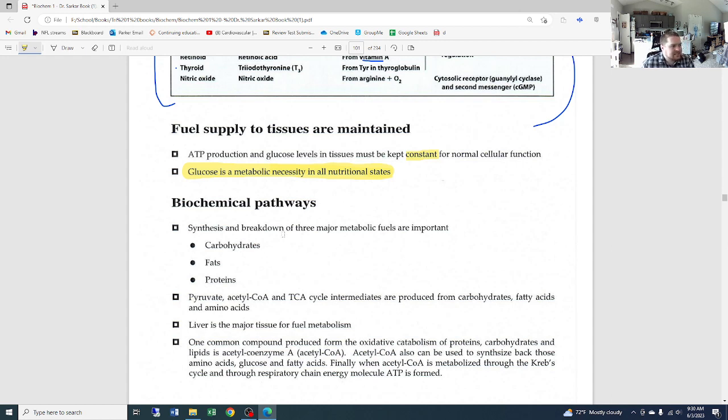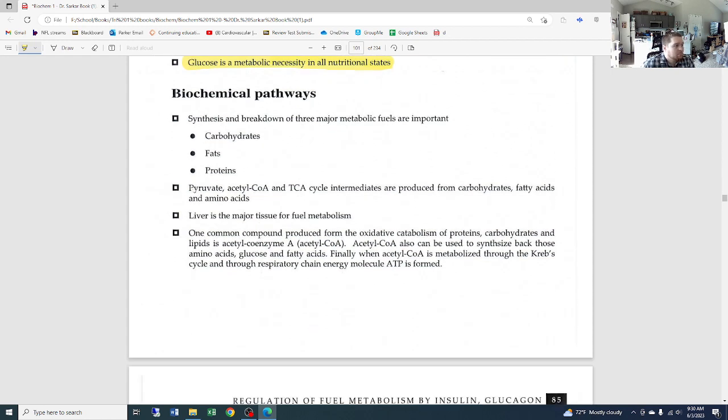Biochemical pathways. So synthesis and breakdown of 3 major metabolic fuels are important. So the carbohydrates, the fats, and the proteins. Pyruvate, acetyl-CoA, and TCA cycle.